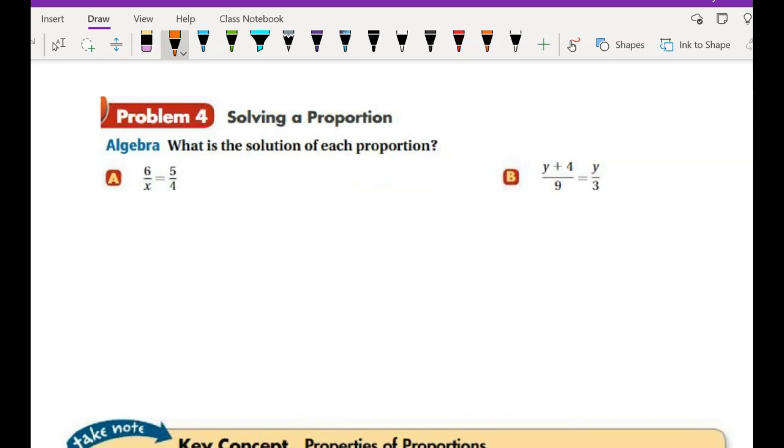So I'm going to get 6 times 4 is what? It's 24. I'm going to say that is equal to, what's 5 times x? It's equal to 5x. So now I'm going to divide both sides by 5. So I know that x is equal to 24 over 5, or 4.8.